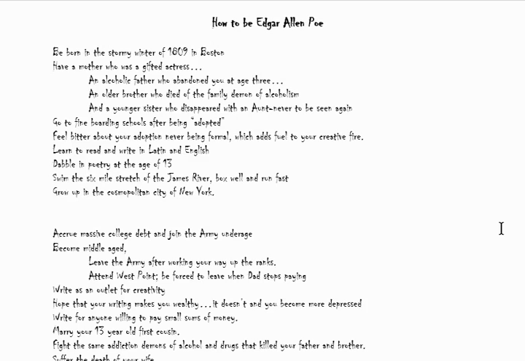Feel bitter about your adoption never being formal, which adds fuel to your creative fire. Learn to read and write in Latin and English. Dabble in poetry at the age of 13. Swim the 6-mile stretch of the James River. Box well and run fast. Grow up in the cosmopolitan city of New York. So each of those lines started with a present tense verb, and it gave me a wealth of information about Edgar Allan Poe based on my research.